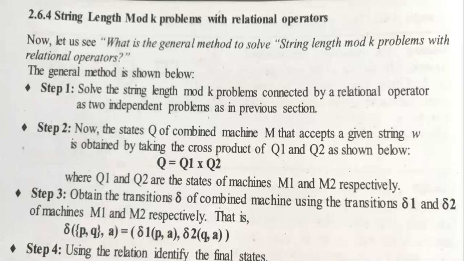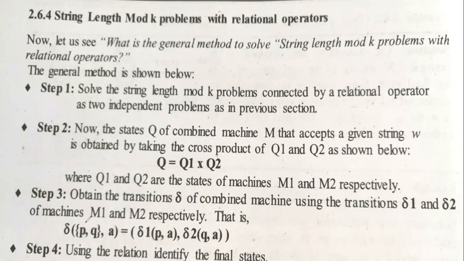Later, step number 3: after obtaining the states, obtain the transition delta of the combined machine using the transitions delta 1 and delta 2 of machines M1 and M2 respectively. See here how we write this kind of transition. Just observe delta of P comma Q. This is the combined state, observe it carefully.